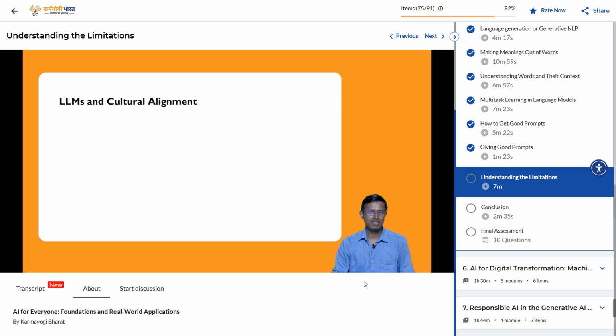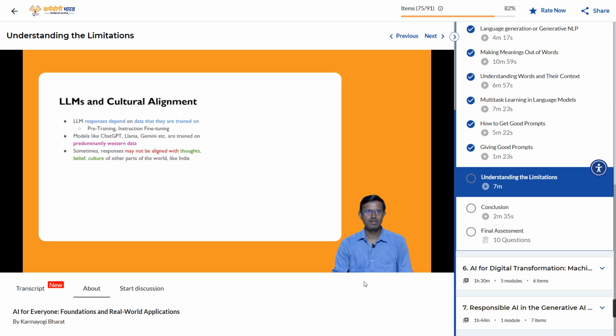Apart from the concerns that we have just talked about, like hallucination and jailbreak, there is one major other concern that many people are talking about now, and that is cultural alignment. So what is cultural alignment in LLMs? LLMs are essentially models which are trained on some data. The responses that they generate depend on the data that they are trained on. This training can be in the form of pre-training or supervised fine-tuning or instruction fine-tuning. Models like ChatGPT, Llama, Gemini, etc., are trained on predominantly Western data. As a result, sometimes the responses that they generate may not be aligned with the thoughts, beliefs or culture of other parts of the world.